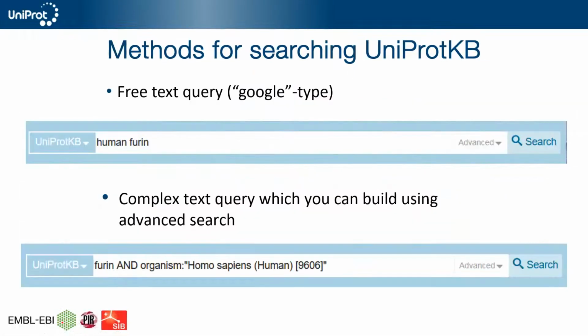This is known as a simple search, so it's a free text normal search, or you can use a complex text query, which you can actually build using our advanced search. And I'd say that this is the most important. This is the easiest way to find the information that you're looking for.